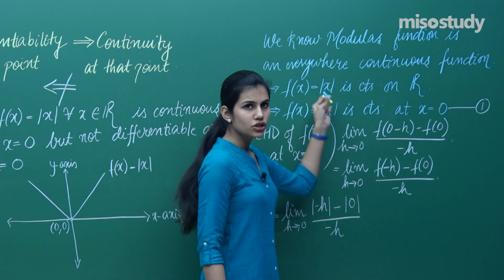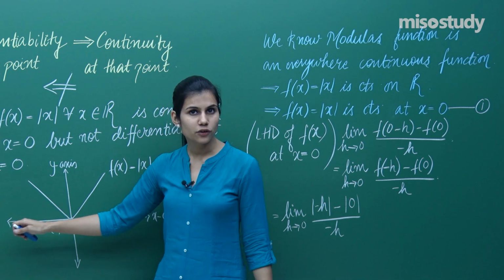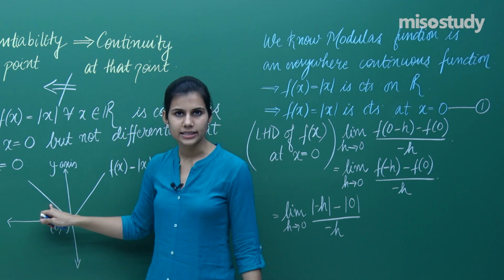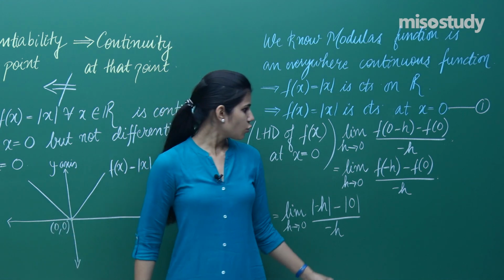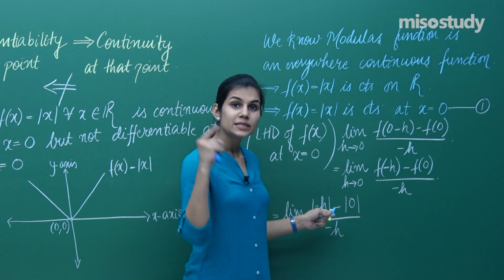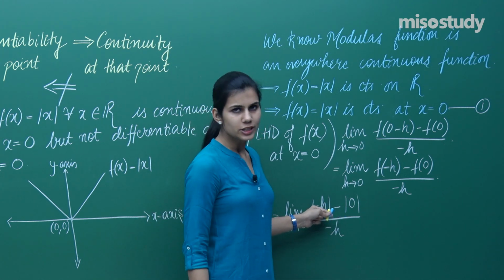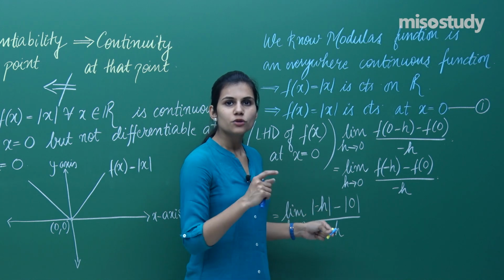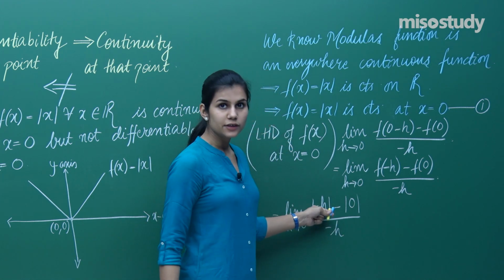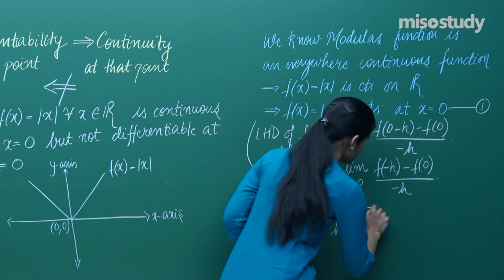How does the mod x function behave? Whenever you are on the negative side of the real line, f(x) is minus x, right? So over here, mod of minus h is minus of minus h. Why? Because h is positive. h is positive, minus h is negative. So mod of a negative number is minus of that number. So minus h is negative, so mod of minus h is minus of minus h, which is h.